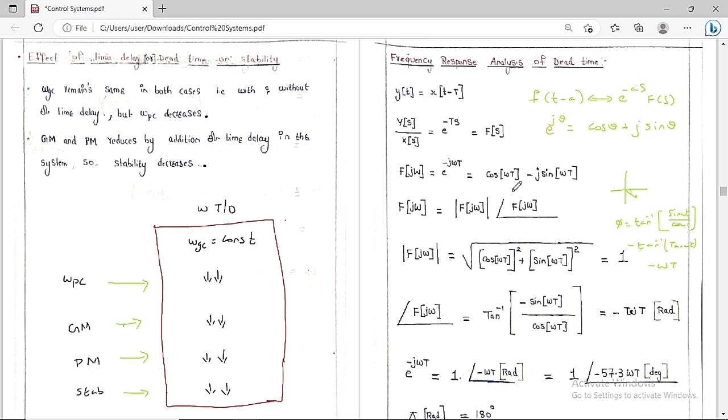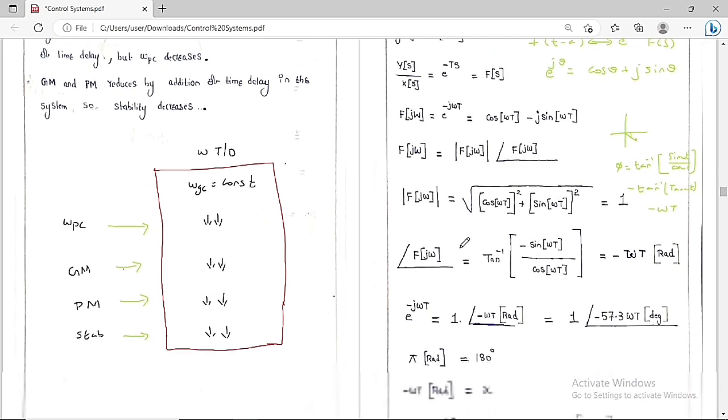Then we can see clearly here. So for e to the power of minus j omega t, the magnitude part is 1 and the phase angle is minus omega t. Because for e to the power of j theta, we can simply write that the magnitude is 1 and the angle is theta. Same thing. In the same fashion, the magnitude is 1, and theta is minus omega t in terms of radians.